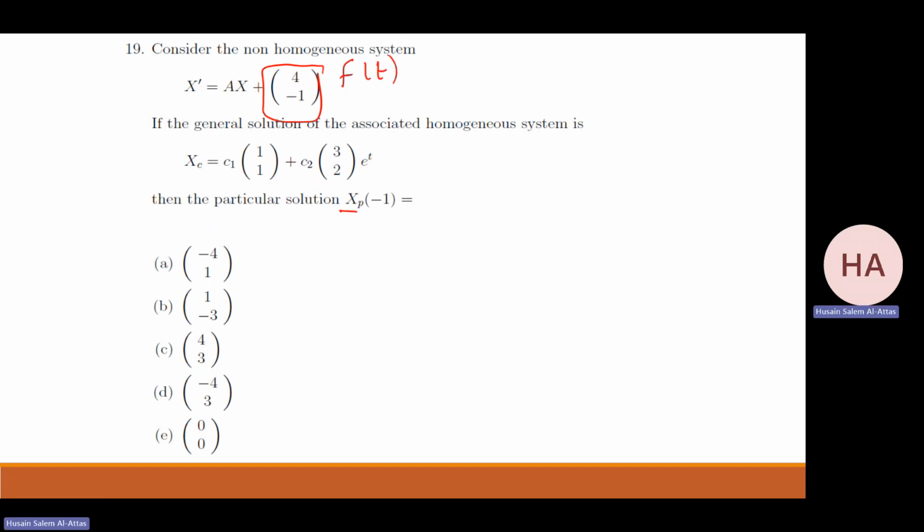I need to find xp, and they have Φ(t) here. So this is x1, this is x2, this is xc. Okay, so xp will be Φ(t) times the integral of Φ inverse of t times f of t dt. Now it means I need to find the Φ inverse.